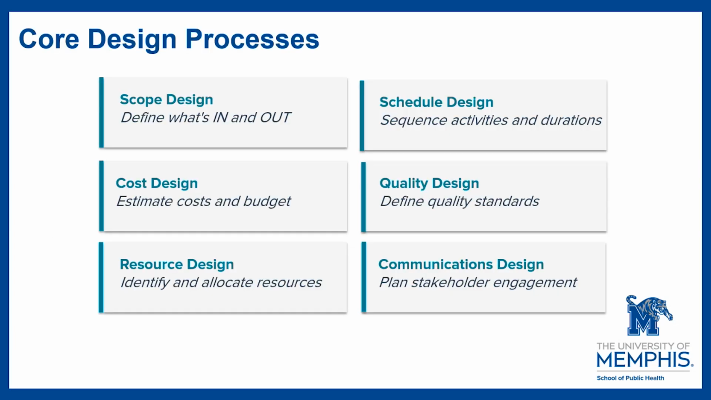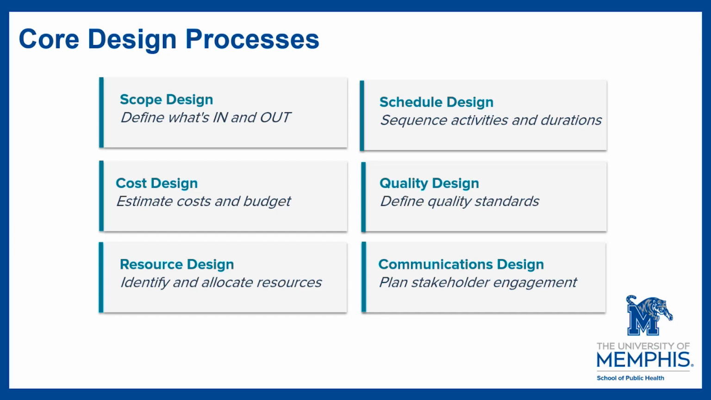Within the 5 phases, in the design phase, which is the third step, these are the core design processes. So these refer to the major design dimensions of a project. Each describes how a specific aspect of the project should be planned, structured, and controlled during the design phase.